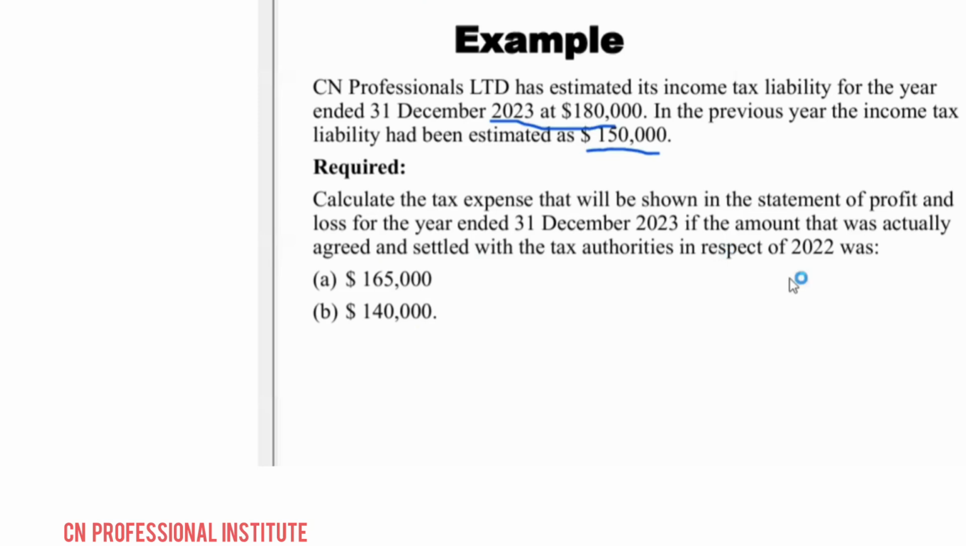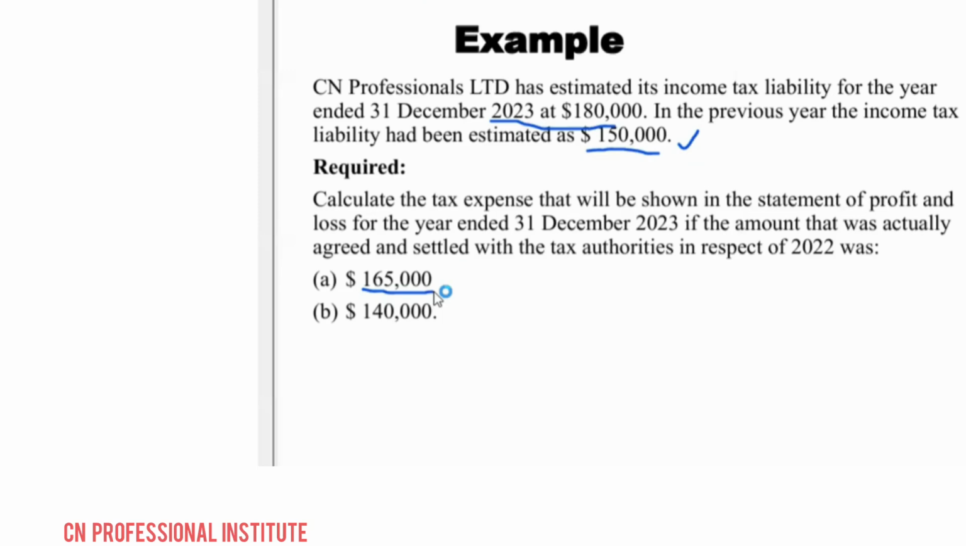Now you check this one out. It says the amount agreed with the tax authorities in respect of 2022. In 2022, they made a provision of 150. We are in 2023 here, and they said in the previous year, so previous year is 2022. In 2022, they made a provision of 150. That was the estimation. But it says the amount agreed with the tax authorities was 165.